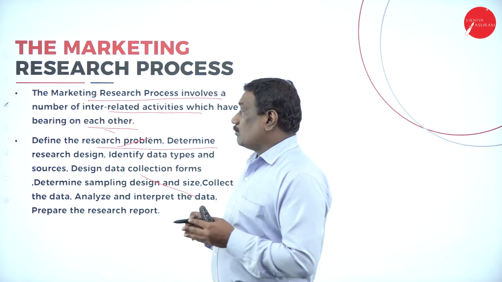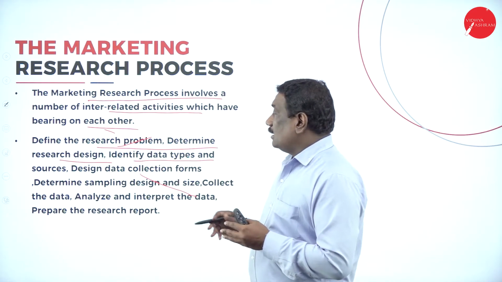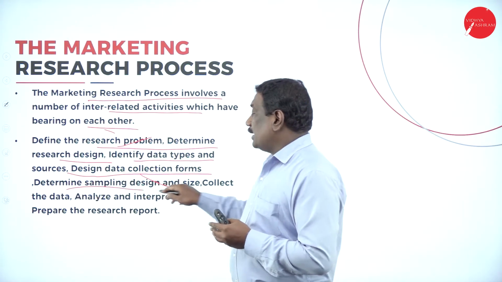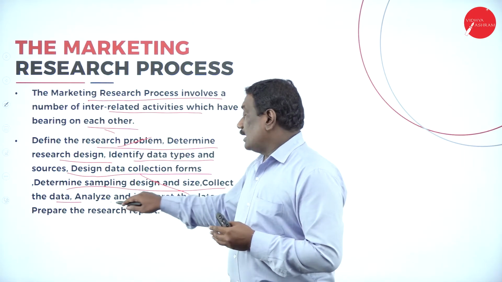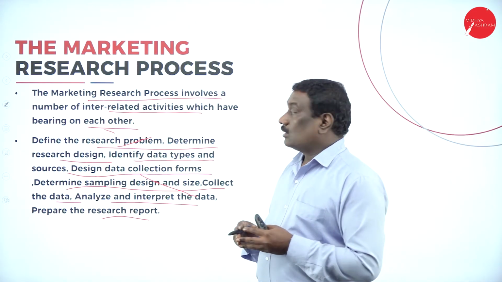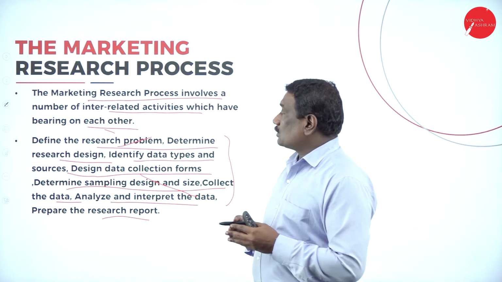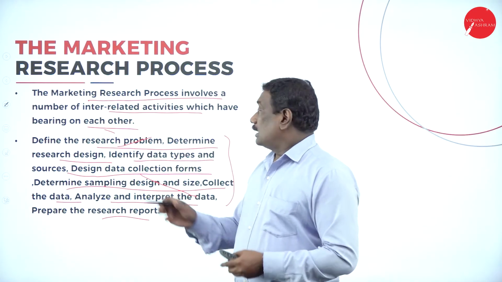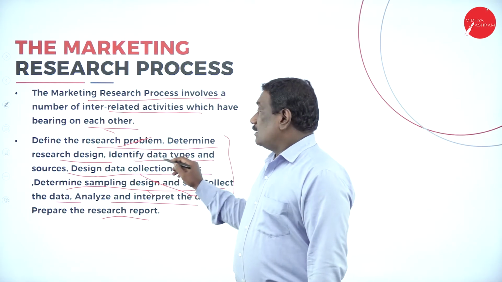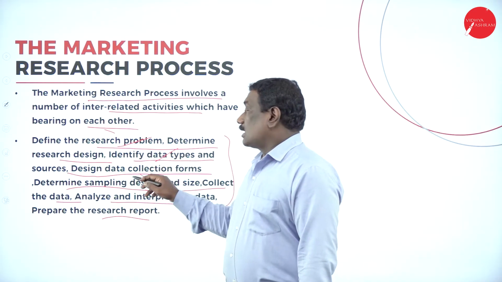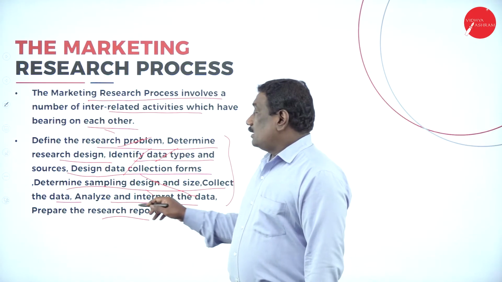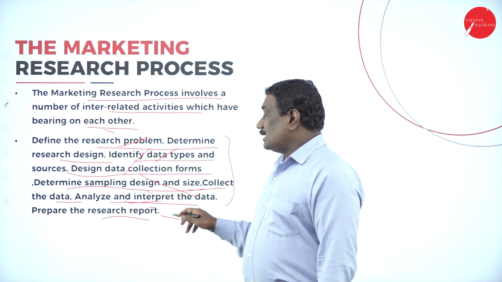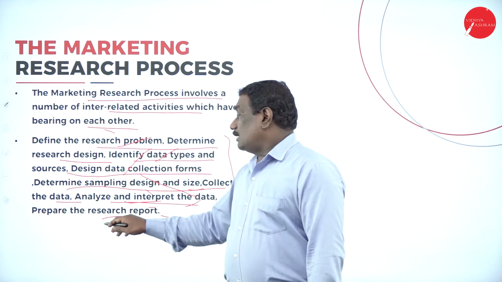The steps are: defining the research problem, determining the research design, identifying data types and sources, designing data collection forms, determining sampling design and size, collecting data, analyzing and interpreting the data, and preparing the research report. So all these are related to the research process. It defines the research problem, finds the research design, identifies the data types and sources available, designs data collection forms, finds the sampling design and size, collects the data from various sources, analyzes and interprets it, and prepares a research report.